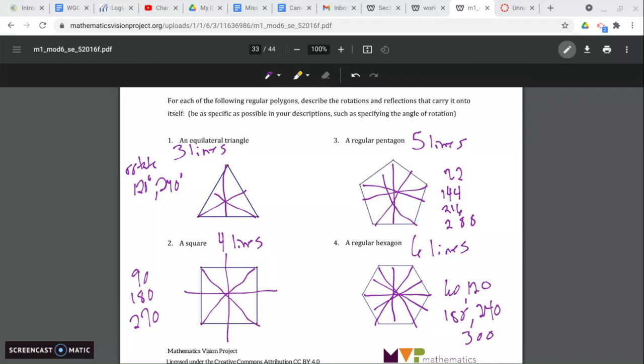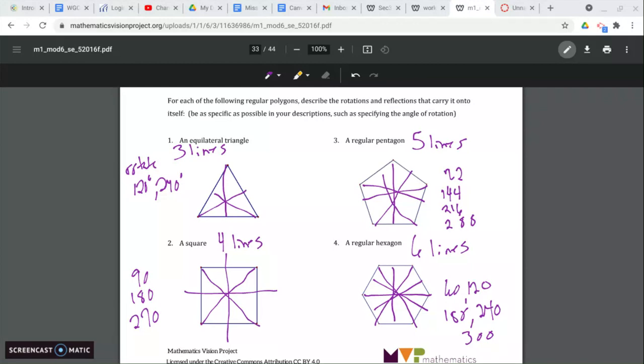Hey guys, welcome back. So what we're looking at here is 6.6, symmetries of regular polygons. What I'm showing you is some of the different kinds of symmetry that we have. So we have both line and rotational symmetry.